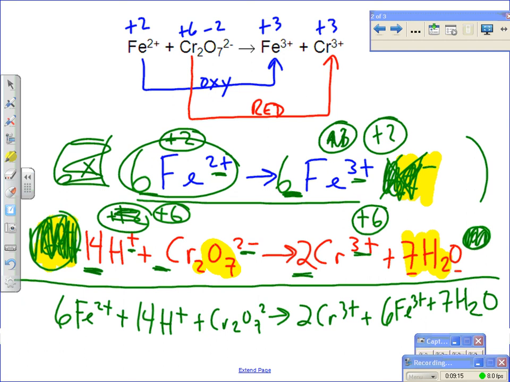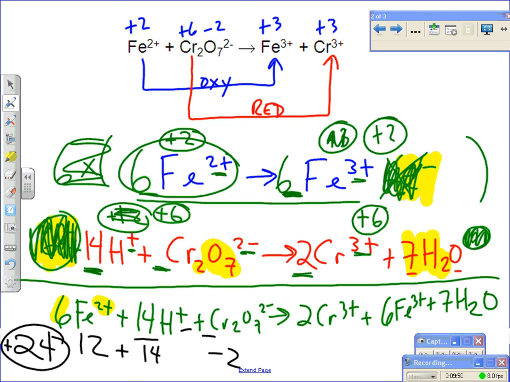One last thing you can do to check your work is that when you finish, the charges on both sides of the equation have to be equal. They have to be. So let's take a look. If I go to figure out the charges, I look on this side. 6 times a positive 2 gives 12 here. 14 times a positive 1 is positive 14. And then 1 times a negative 2 is negative 2. For an overall charge value of positive 24.